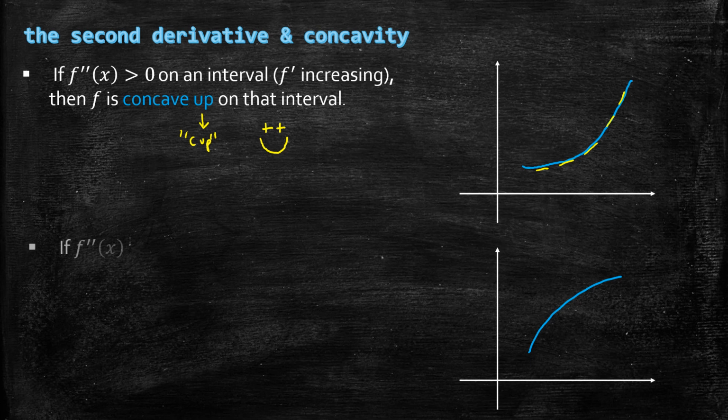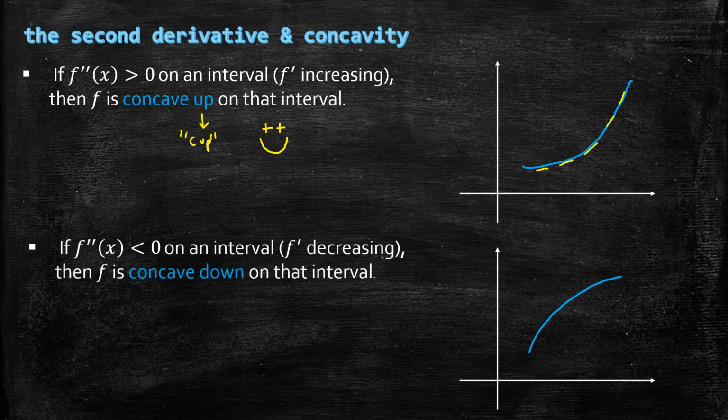On the other hand, we still have the increasing function, but if f double prime is less than 0, which means that the value of f prime is decreasing as we move from left to right, we say that the function is concave down on that interval, and down rhymes with frown. And then the image to use for that is a little frown with two negative signs indicating that the second derivative is negative.